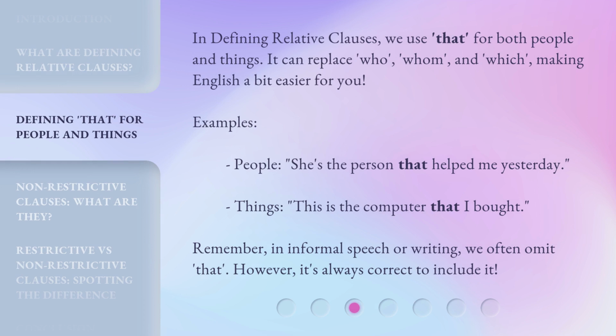In defining relative clauses, we use "that" for both people and things. It can replace "who," "whom," and "which," making English a bit easier for you. Examples: People: She's the person that helped me yesterday. Things: This is the computer that I bought. Remember, in informal speech or writing, we often omit "that." However, it's always correct to include it.